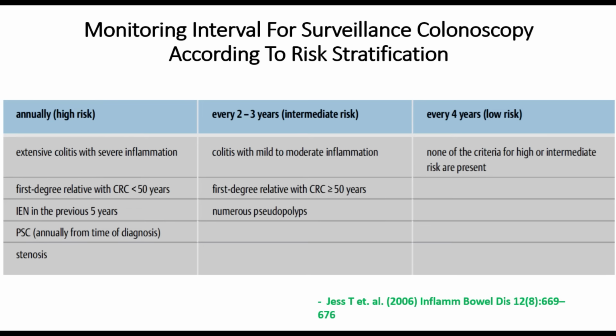we have to treat this as a case of malignancy unless proved otherwise. For intermediate risk patients, colonoscopy is recommended every 2 to 3 years, and the criteria for intermediate risk are colitis with mild to moderate inflammation, according to histopathological diagnosis, first degree relative with colorectal cancer age less than or equal to 50 years, and extensive pseudopolyps. Screening colonoscopy is recommended every 4 years if the patient is low risk, and doesn't have any of the criteria for high or intermediate risk for colorectal cancer.